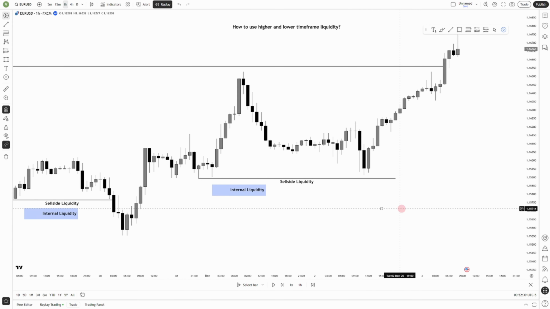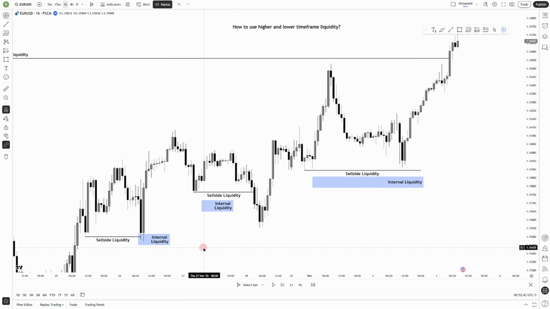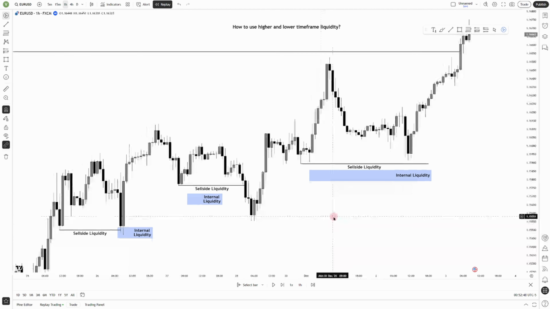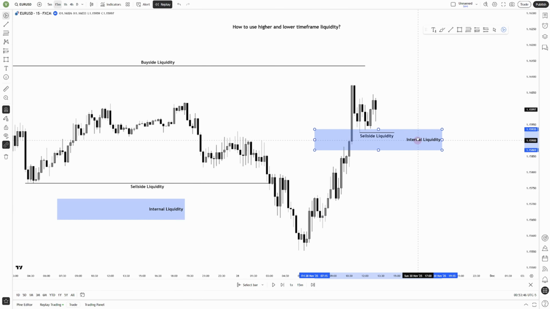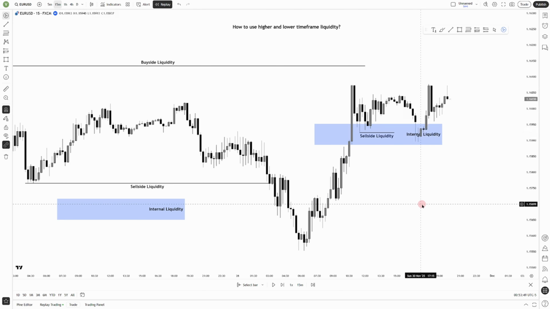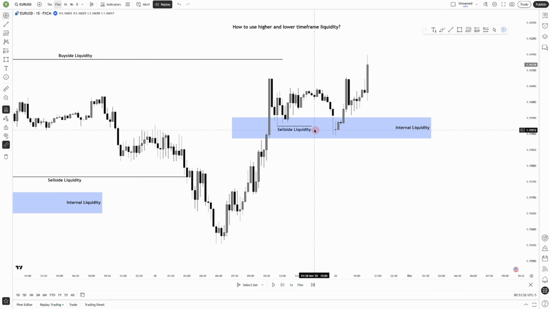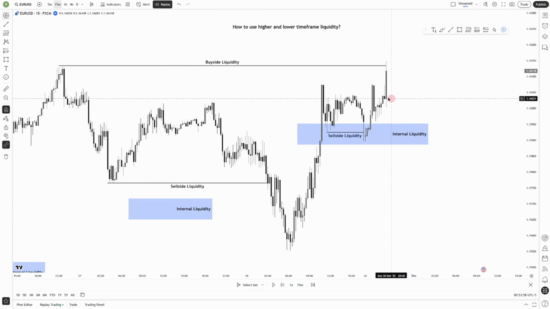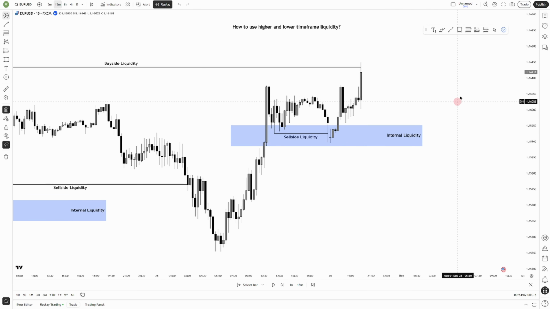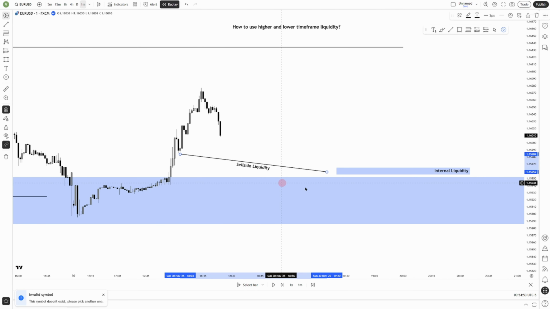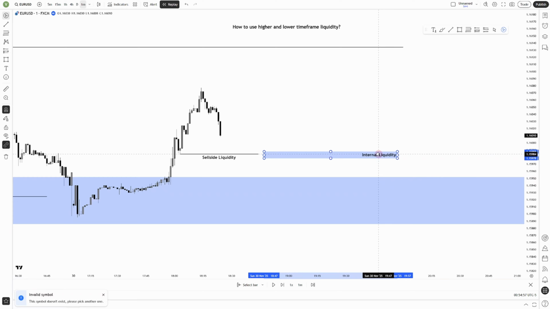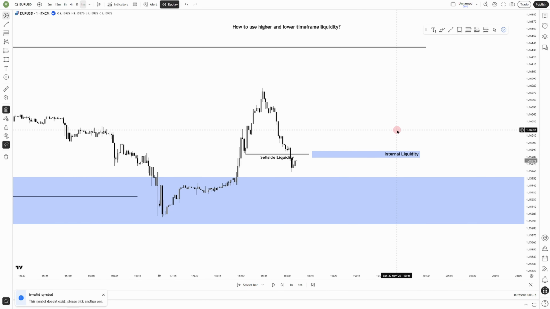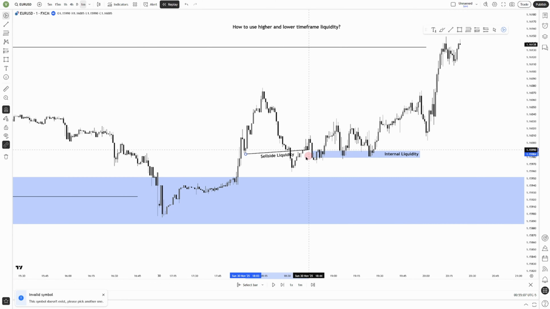But wait, that's why lower time frames are used. Let's go back and shift to the 15-minute time frame. Now here we have a sell-side liquidity, which is our internal range liquidity. The price sweeps this low and then goes straight to the buy-side liquidity. Let's go back once again and shift to the 1-minute time frame. Here we have a sell-side liquidity, which is our 1-minute internal range liquidity. Price sweeps this low and moves towards the buy-side liquidity.